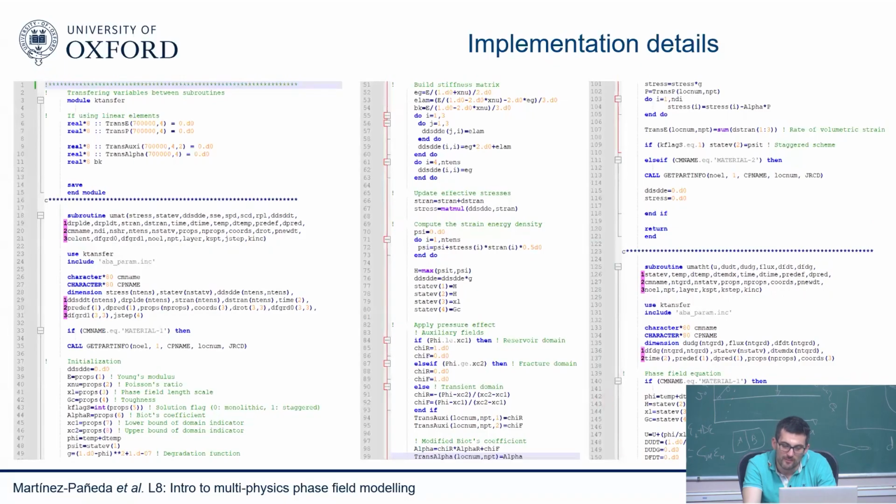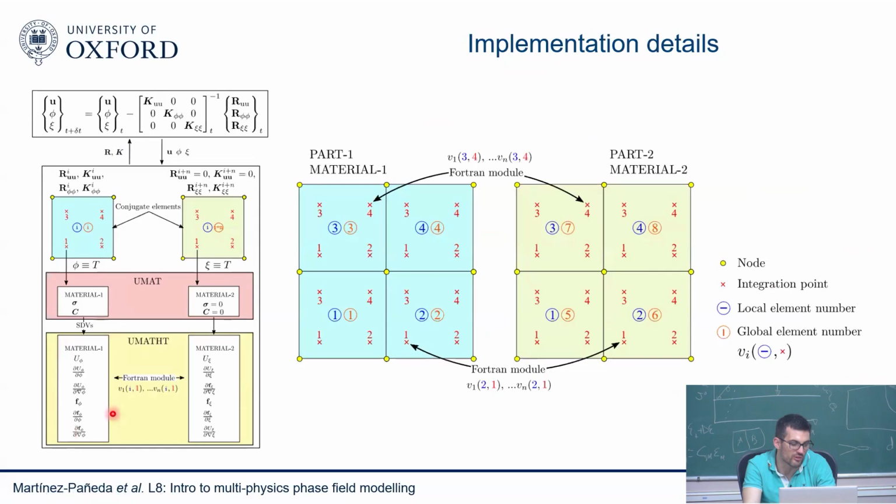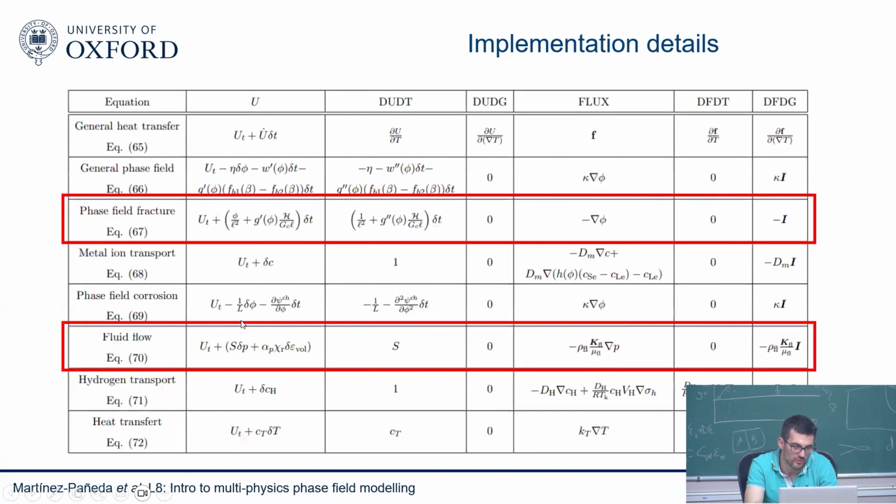That's UMAT plus HT. These are the quantities that Abaqus sends over: temperature, some derivatives, coordinates, and so on. And again, what am I doing in the UMATHT? Here I'm solving for the phase field fracture and for the heat transfer problem. These two I'm solving in the UMATHT. Abaqus tells me, in the UMATHT you tell me what is U, what is du dt, what is du dg, what is flux, and these variables, which correspond to these quantities. So I need to define those quantities.